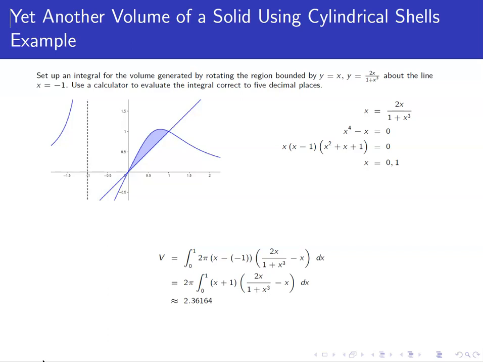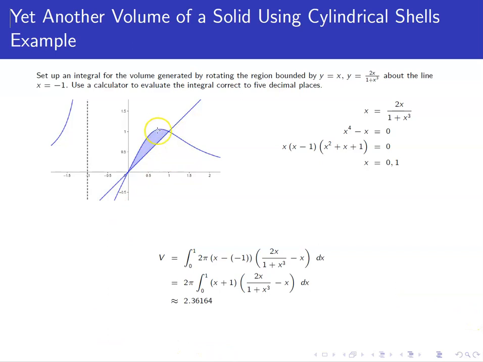All right. So again, for shells, we need a radius and a height. Again, I think the height is the easier of the two. It's always going to be either top minus bottom or right minus left, depending on if you're doing it with respect to x or with respect to y. In this case, with respect to x, the top curve is 2x over 1 plus x cubed. The bottom curve is the y equals x curve. So that difference is the height of the shell.